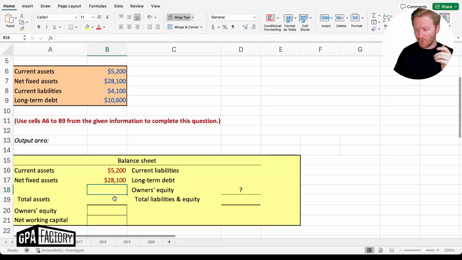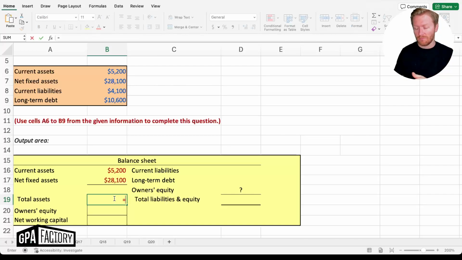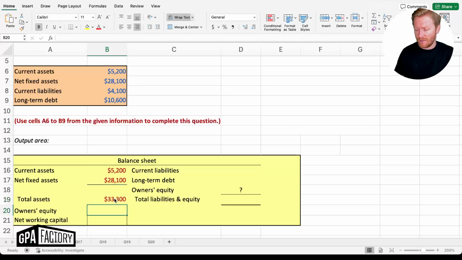And then for total current assets, all of these things we're going to want to make formulas for. So our total assets, excuse me, is going to be equal to, this is how we create a formula, with the equal sign. We're going to say this plus this. Perfect. All right, owner's equity we'll come back to, but current liabilities, we're doing the same kind of thing.